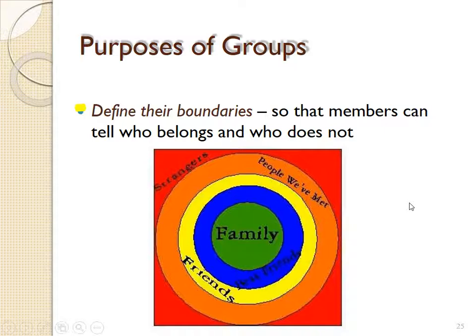Here we go. It's frozen. So, purposes of a group: they define their boundaries so that members can tell who belongs and who does not.